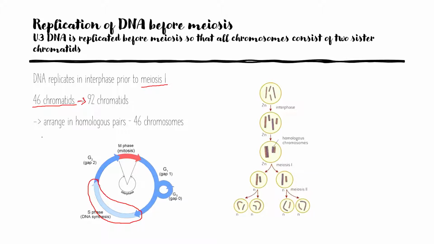And they are going to arrange themselves in homologous pairs. So these 92 chromatids arrange themselves in homologous pairs to form 46 chromosomes. How do we get 46 chromosomes? Well, we just divide 92 by 2 because they're going to be arranged in pairs. So we're going to end up with 46. And we can just see that here.